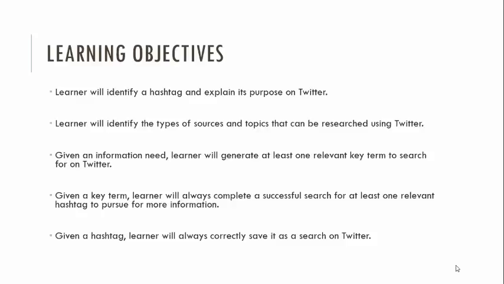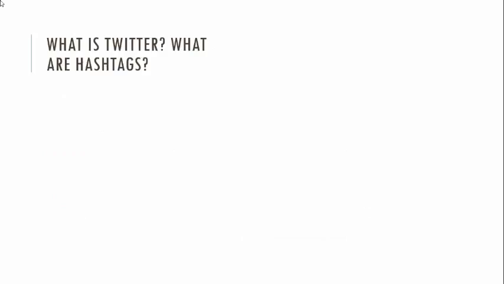4. Given a key term, the learner will always complete a successful search for at least one relevant hashtag to pursue for more information. And 5. Given a hashtag, the learner will always correctly save it as a search on Twitter.